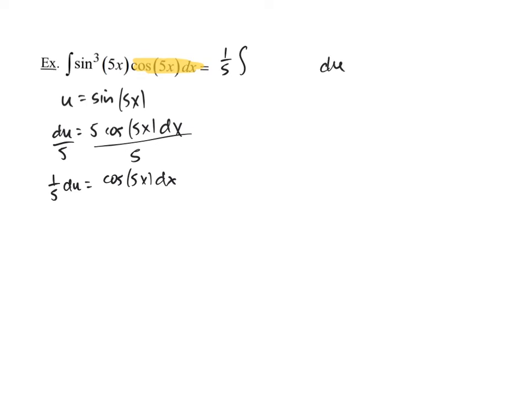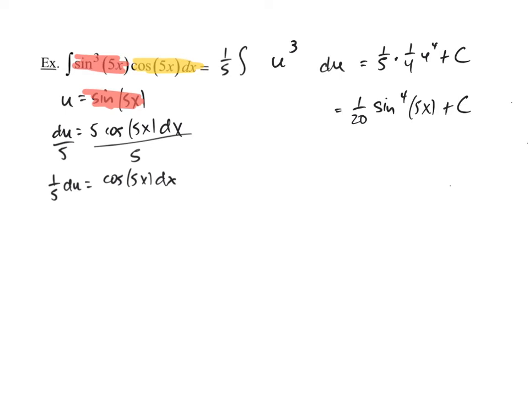Everything that's highlighted in yellow in the original problem gets absorbed by that 1/5 du, and then the part that is not highlighted yet, I'll highlight in red, this part right here, that's going to get replaced by my u to the third power. So I'm going to write over here u to the third. Okay, so this will equal 1/5, just sort of hangs out in the front, and then multiply by the antiderivative of u to the third, which is 1/4 u to the fourth plus c, and then multiply my constants together to get 1/20 sine to the fourth of 5x plus c. So that's just me going back to in terms of x, since this was an indefinite integral.